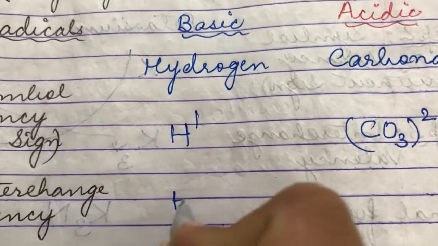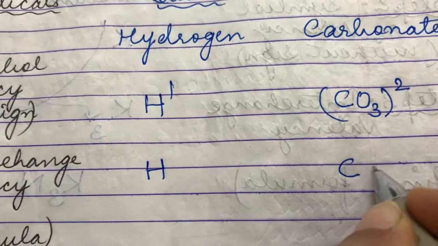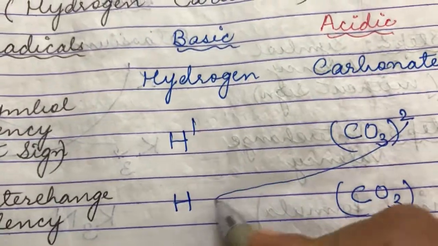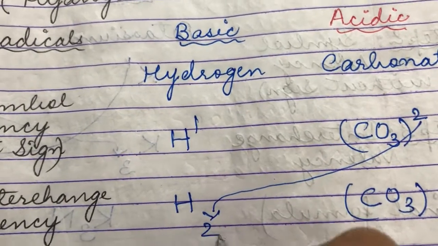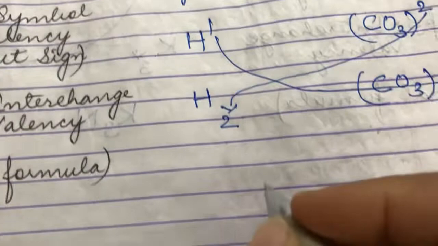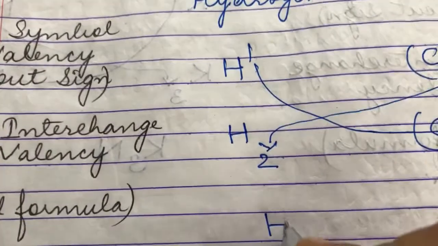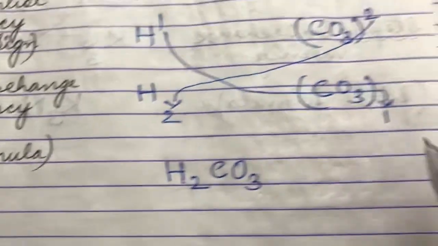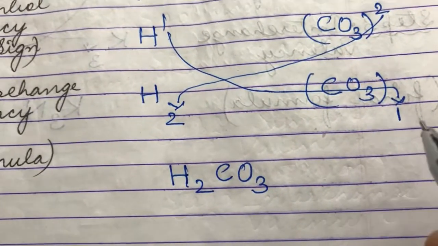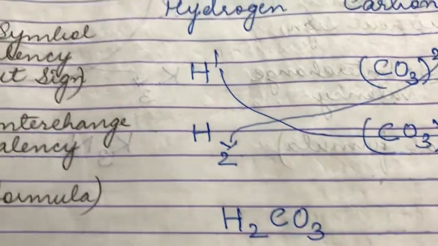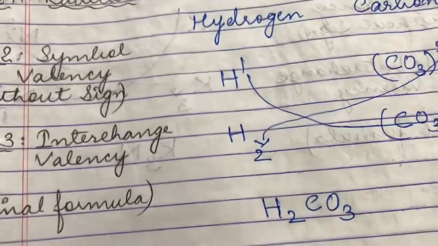And on interchange, we write H as it is, we write CO3 as it is, put the whole in a bracket. This 2 comes down here in the subscript of hydrogen. This 1 comes down here in the subscript of CO3. In the final formula becomes H2CO3. Now again here, children, please remember, we are not putting this 1, we are omitting this 1. Since if you do not write 1, it means it's 1 only. So H2CO3 is the formula of carbonic acid.